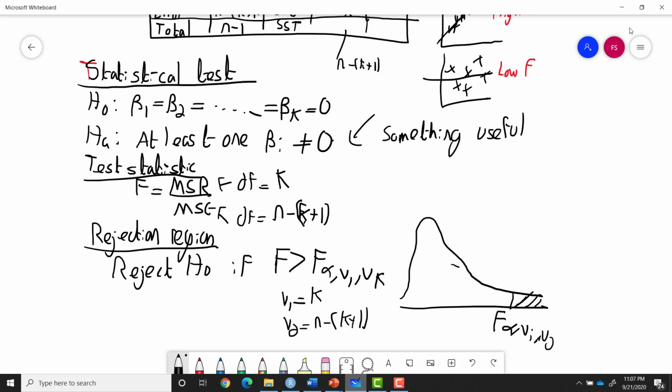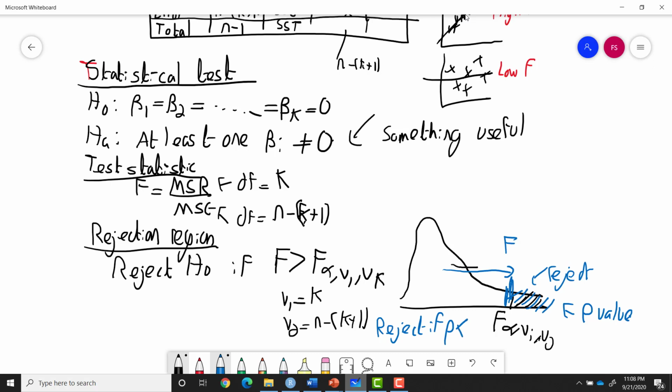So my F gets bigger and bigger. We get more to the scenario where we have quite a slope on the line and very little error. So my F gets bigger and bigger until we actually reject. So this is reject. Now, the area to the right of whatever my F is, in blue, is the p-value. And that to the right is alpha. So we're also going to reject if the p-value is less than or equal to alpha.